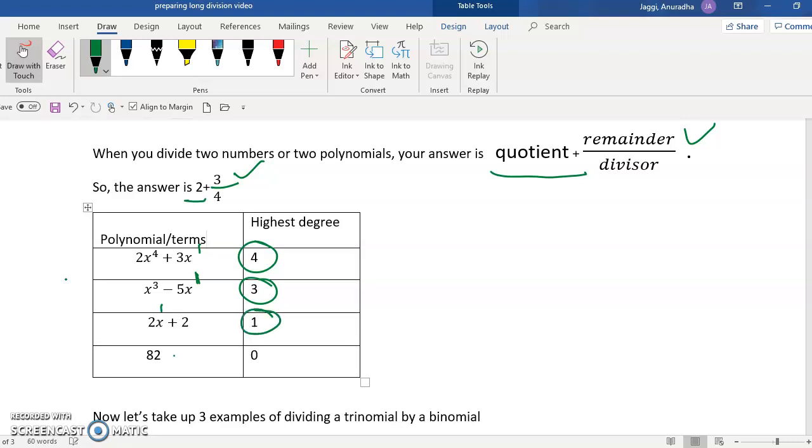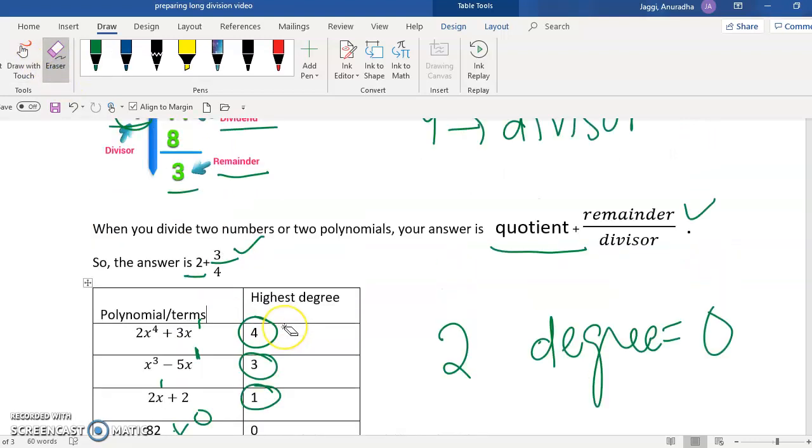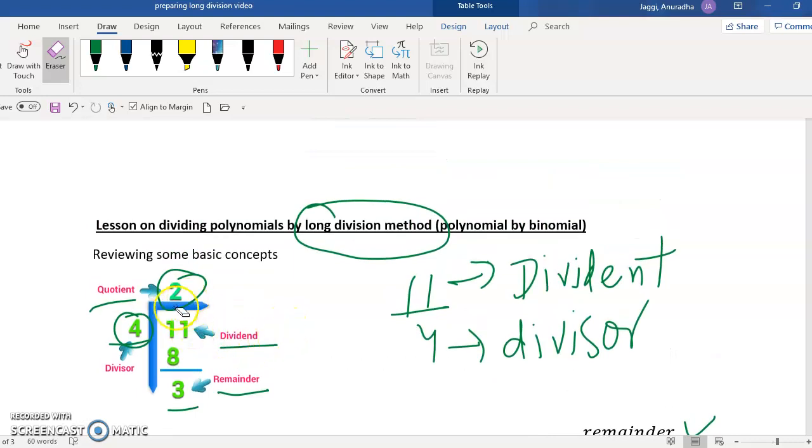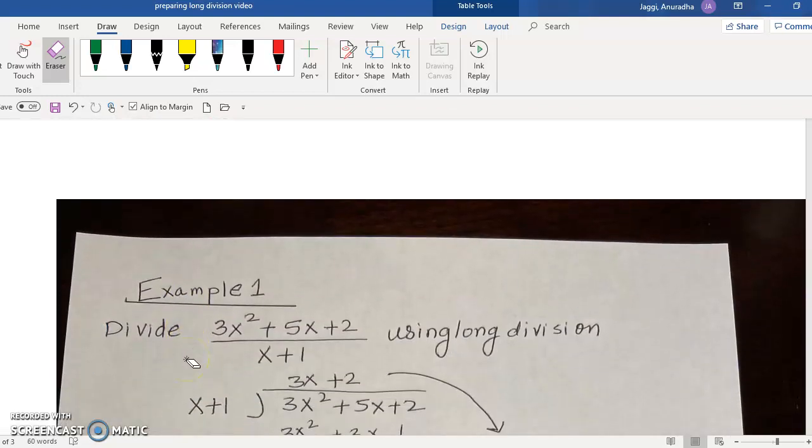82. In 82, there is no x present. You can write it as x to the power 0. So this is like a term with a degree 0. So remember, if there is only a number present, the degree is 0. Okay, so this is about highest degree. We will go over these once we are going over the examples, and we have gone over what is a dividend, what is a quotient, what is a divisor, and what is a remainder. So let's take up the first example now.